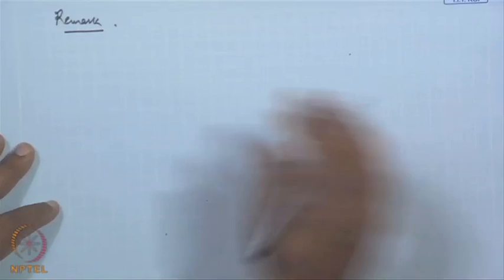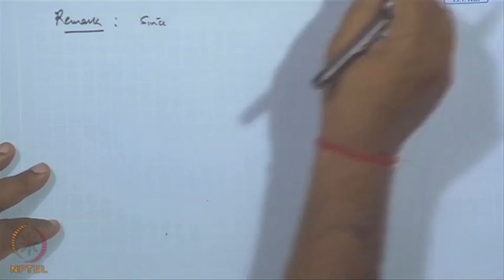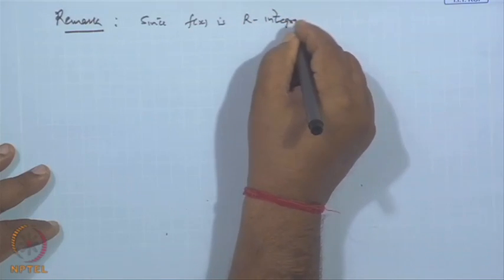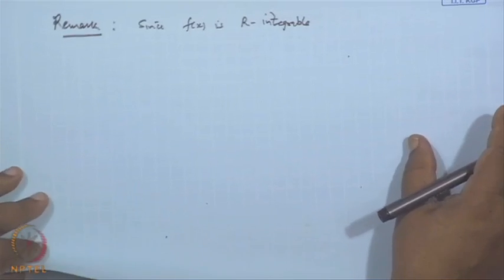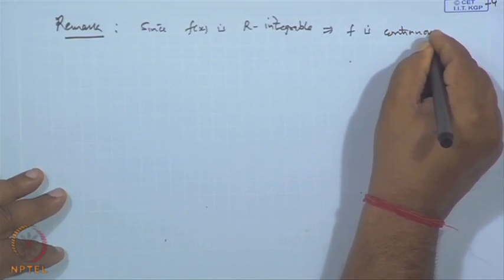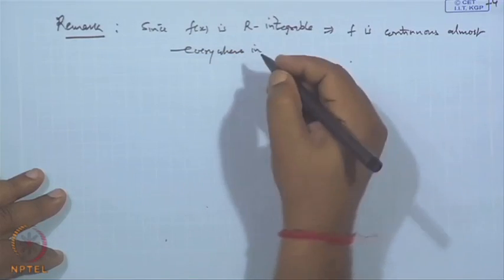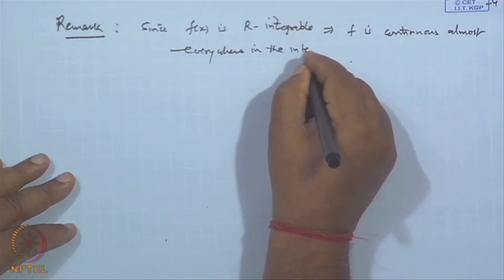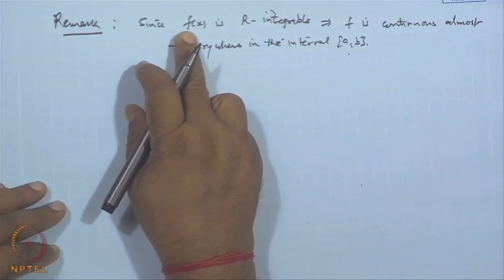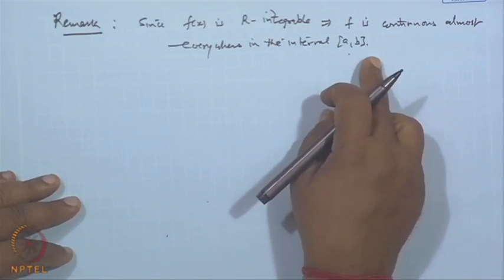Now, remark we can say, given that function f(x) is Riemann integrable. Since f(x) is Riemann integrable, the necessary and sufficient condition for Riemann integrability is that the function must be continuous almost everywhere. So, this implies f is continuous almost everywhere in the interval [a, b], and the corresponding indefinite integral capital F(x) will be differentiable almost everywhere in the interval [a, b].